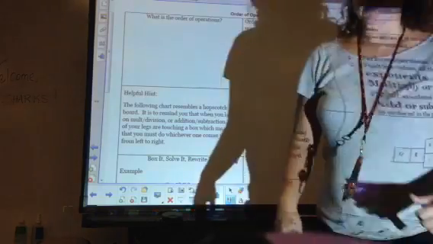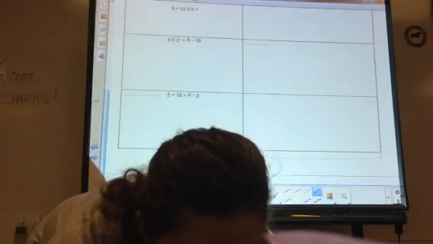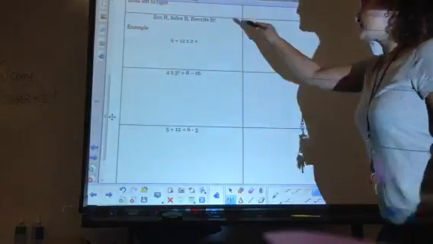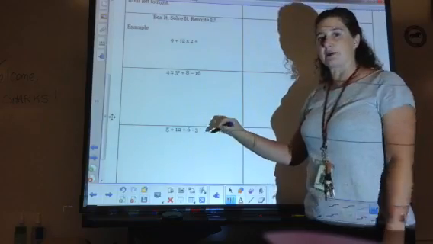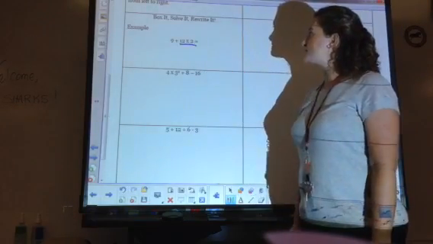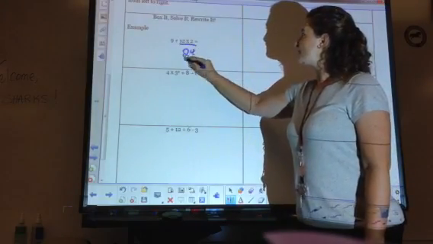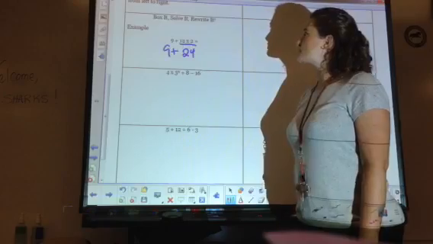Now for the rest of the notes, I want to do a couple problems with you, and I'm going to leave you the last one. Let's do these two together, and then you're going to do that one, and I expect to see it complete tomorrow. We're going to do multiplying first because you have to multiply before you add. 12 times 2 is 24, so this is 9 plus 24.